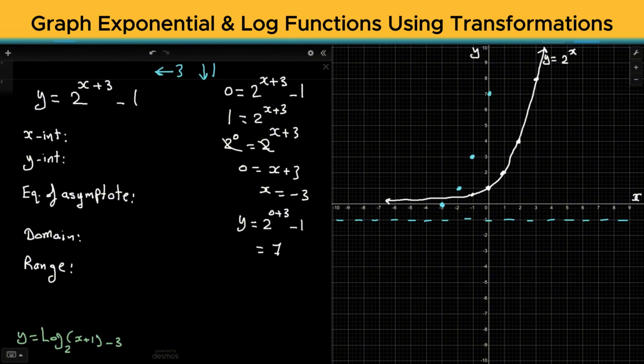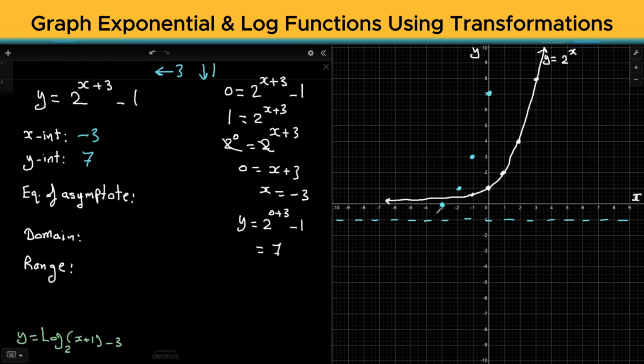So now, again, we're just going to go back to the shifts. It's shifting 3 to the left and 1 down. And basically, that's the y-intercept. We already calculated that. Okay. So now we know our x-intercept is negative 3, the y-intercept is at 7, and then the equation of the asymptote.